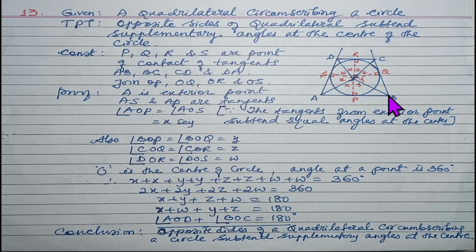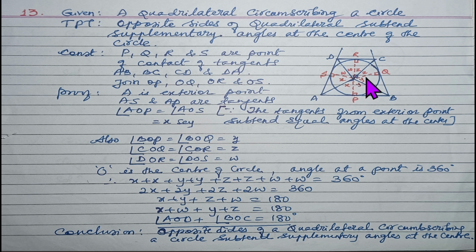and also from the exterior point B, BP and BQ are the tangents. From the exterior point C, CR and CQ are the tangents. From the exterior point D, DR and DS are the tangents. And we know that the tangents subtend equal angles at the center. Therefore, the angles subtended by the tangents AP and AS at the center are AOS and AOP. Both are equal, that is x and x.